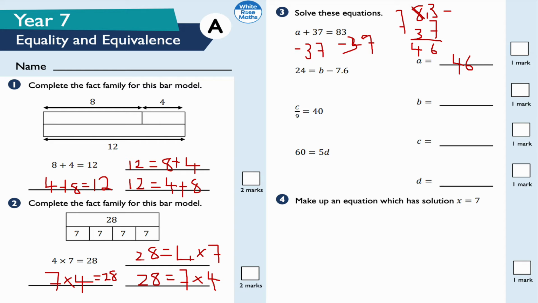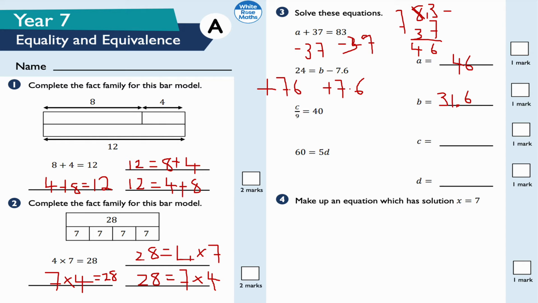This is the second question. 24 equals b minus 6. Well, if I add 6 to both sides of my equation to balance it, 24 add 6 is 30. Okay, so the point is there, guys. Sorry if it wasn't very clear.